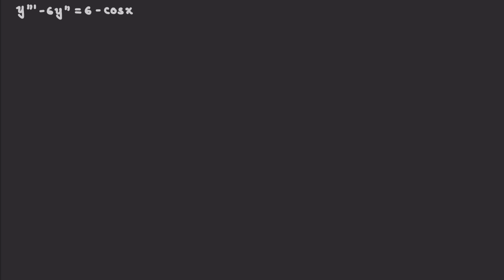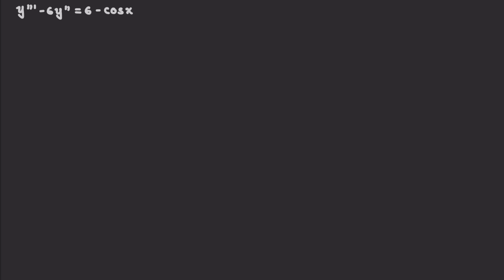Hey everyone, so this is our last example for today's solving ODE with undetermined coefficients. So we have here a higher order ODE, which is not second order anymore. But solving this is pretty straightforward, and we use the exact same steps as we did in the previous problems.